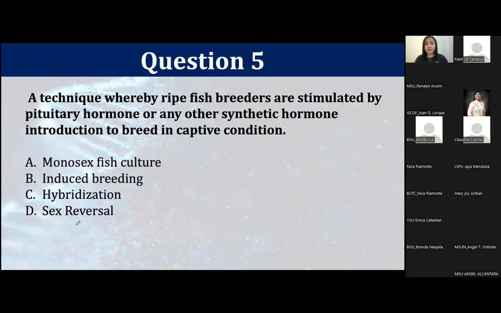How about the others? Okay, most of you answered letter B. Sige nga, magtatanong ako sa mga students na andito, bakit sa letter B yung sagot ninyo? Merong sumagot ng letter D, which is sex reversal. Now, sa mga sumagot ng letter B, ano yung reason ninyo why you answered letter B? Ano ba yung term na hinahanap ninyo? Merong sumagot ng hybridization. Okay.